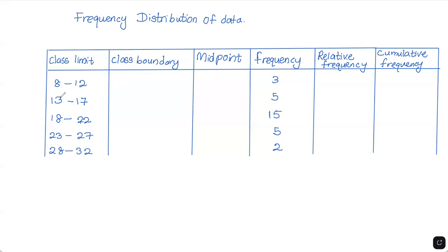So to remove that gap between 12 and 13, we are going to subtract 0.5 from the lower limit, and we are going to add 0.5 to the upper limit. In this case, we subtract 0.5 from the lower limit and add 0.5 to the upper limit. Then you will end up with 7.5 and 12.5. So these are the class boundaries.